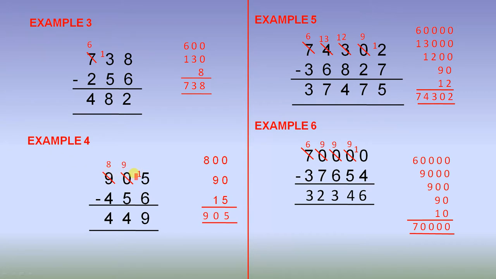Let's do the subtraction first. 15 take away 6 is 9, 9 take away 5 is 4, and 8 take away 4 is 4. So the answer is 449. Now let's check that after we've done our trading, this is in fact 905. This is an 800, so we put that there. This 9 is actually 90, of course it's 9 tens, so we put that there, and that's 15. 800 plus 90 plus 15 is 905, so the trading is correct.